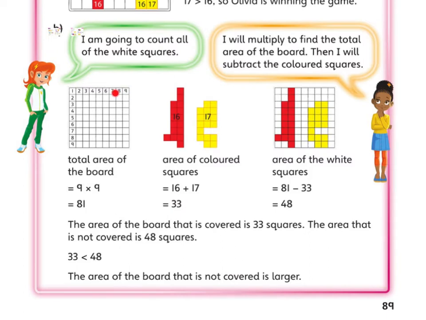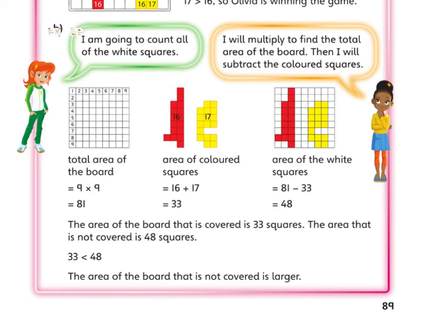So let's work out the total area of the board. 9 squares along and 9 squares down. So that's 9 by 9. 9 times 9 is 81. Now the area of the coloured squares that we worked out earlier are 16 and 17 squares. If we add them together, that gives us 33 coloured squares.